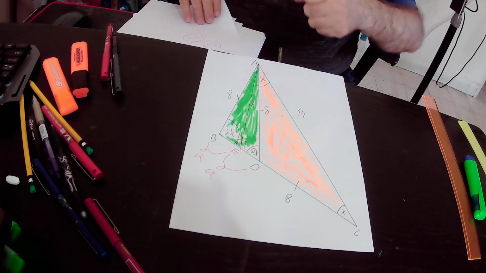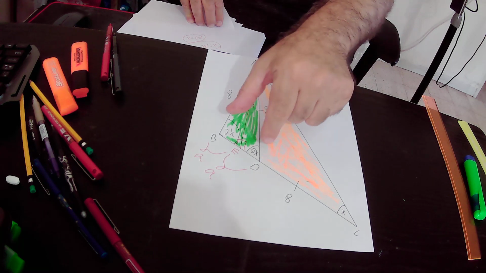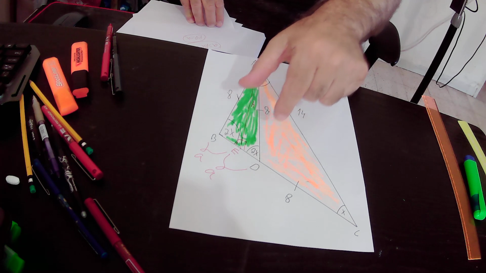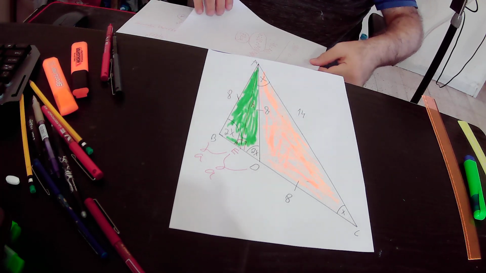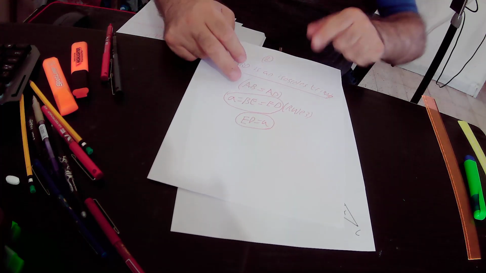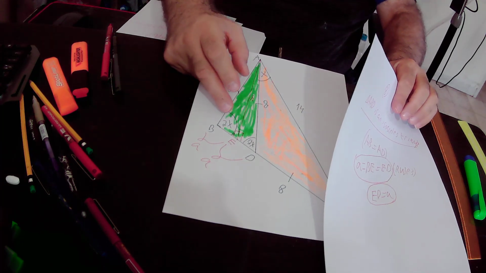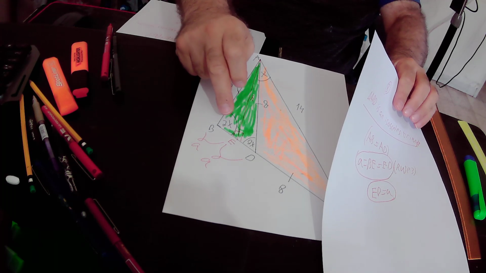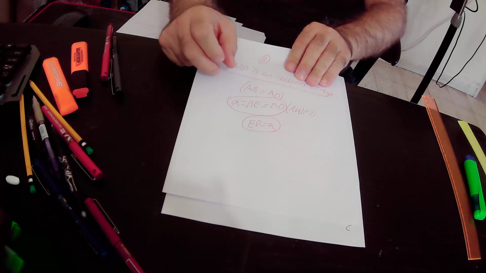So if we draw the height to the base BD, the height will divide the base BD into two equal parts, that is to say BE equals ED, according to rule number 3. When we draw the height to the base of an isosceles triangle, the base is divided into two equal parts, that is to say BE equals ED.